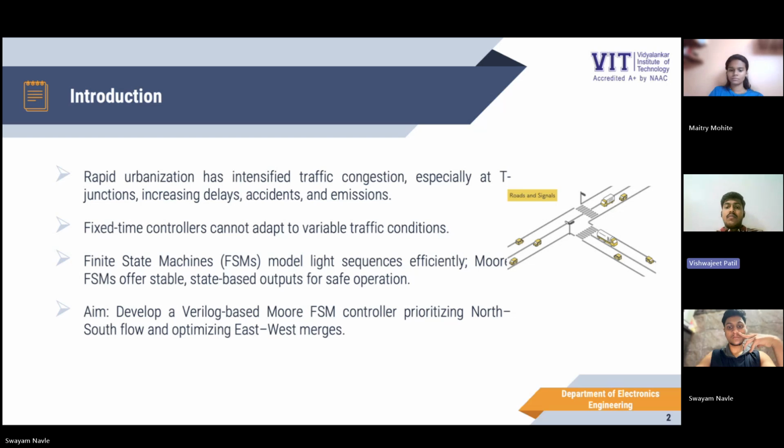With the rapid pace of urbanization and vehicle growth, cities are facing major challenges due to increasing traffic congestion, particularly at T junctions, which handle both merging and diverging traffic. To address these challenges, our project presents a finite state machine (FSM) based traffic light controller implemented in Verilog HDL.